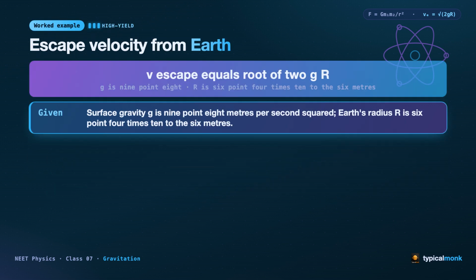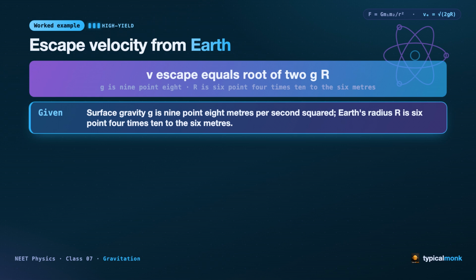Time to solve a full NEET numerical. Together, slowly. We want the escape velocity from the Earth's surface, the least speed at which a body, thrown upward, never comes back. Take g as 9.8 meters per second squared, and the Earth's radius R as 6.4 times 10 to the 6 meters. Step 1. Write down what is given.